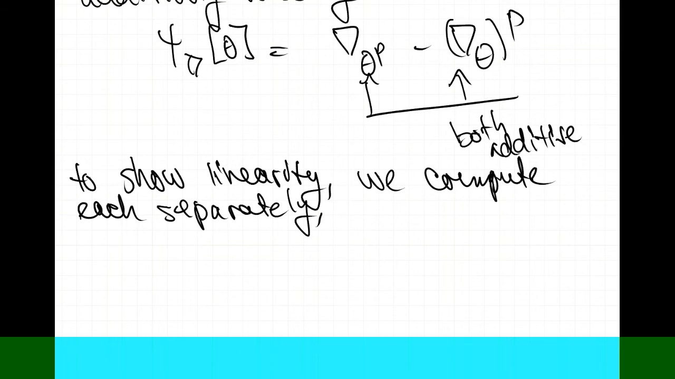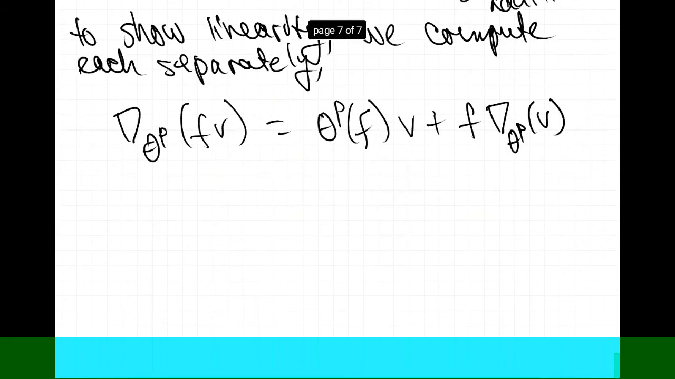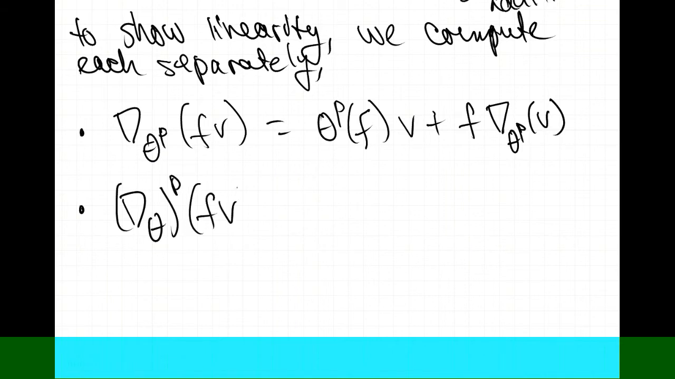Okay, so what do I mean by this? So we do this. We take this guy, we apply it to FV, and we use the rule for connections. So then we have F. Similarly, we're going to do the other one. And this one we use the 0 to P.